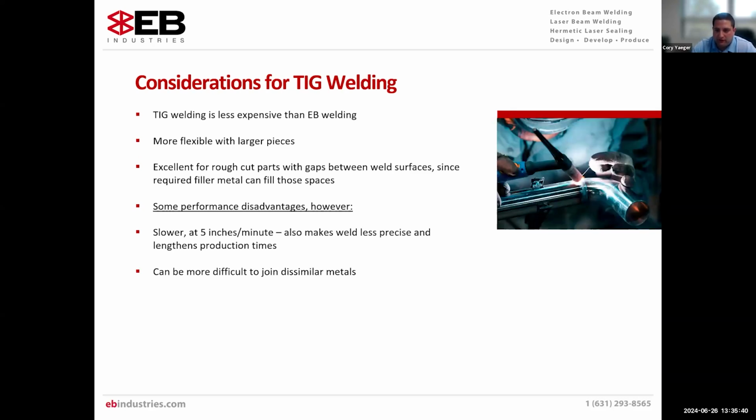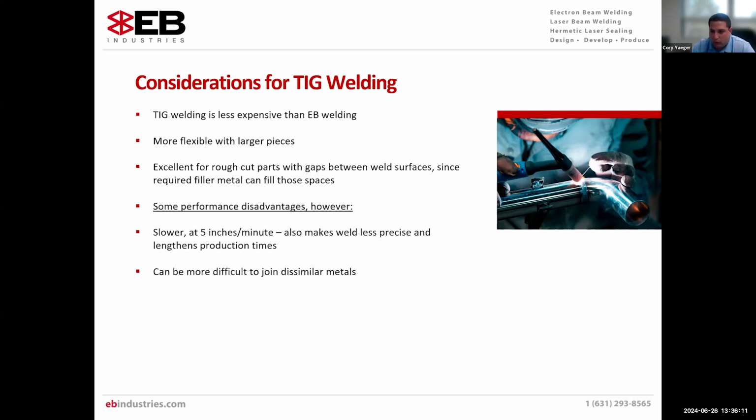There are several notable advantages to TIG welding for some applications. If TIG welding is an appropriate option for a project, it is often less expensive than something like electron beam welding. It can be more flexible for working with large pieces, since some welding applications have size restrictions, like for electron beam welding, it is a vacuum chamber size, and in laser welding, it's table travel. In addition, TIG welds are excellent for rough cut parts that have gaps between the surfaces to be welded, since the required filler metal can fill those spaces in.